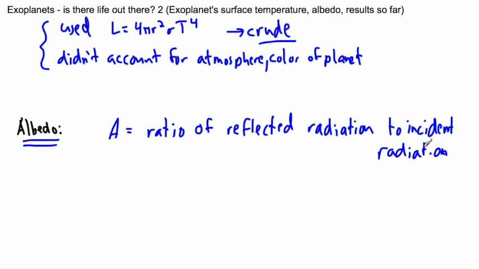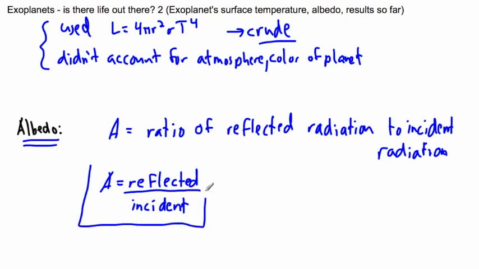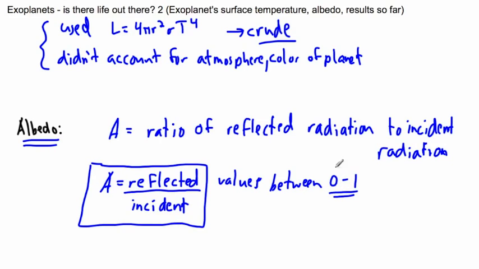Maybe I'll write it as a fraction so it looks easier. In other words, A equals reflected light, or power, or energy, whatever you want to look at, divided by incident, in other words, incoming. This is how we define the albedo. So if you reflect all of it, then you've got the same amount reflected as incident, so 1 over 1 would be 1. And if you reflected none of it, then you'd have 0 divided by 1, which is 0. So values between 0 and 1.